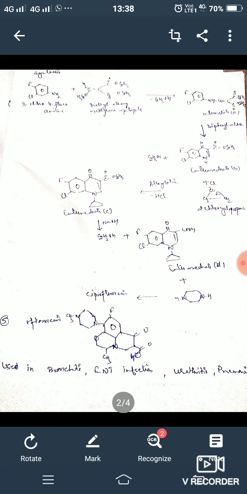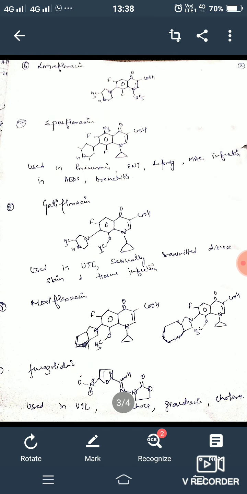Next drug is ofloxacin. This is the structure of ofloxacin. Ofloxacin is used in bronchitis, ENT infection, urethritis and pneumonia. Next drug is lomefloxacin. This is the structure of lomefloxacin.